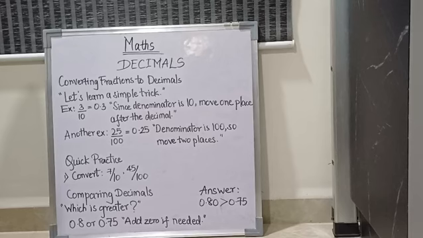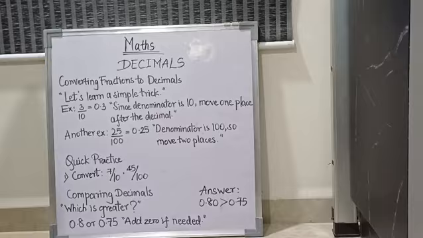So now let's begin with converting fractions to decimals. Let's learn a simple trick. Example is 3 divided by 10 equal to 0.3. If the denominator is 10, move one place after the decimal. So 3 by 10, first put a decimal and then write 3. So it's 0.3. Before the point, it has to be 0.